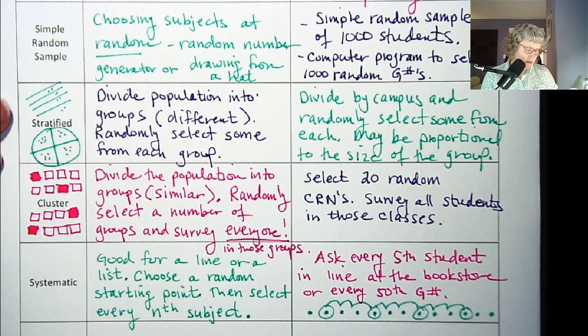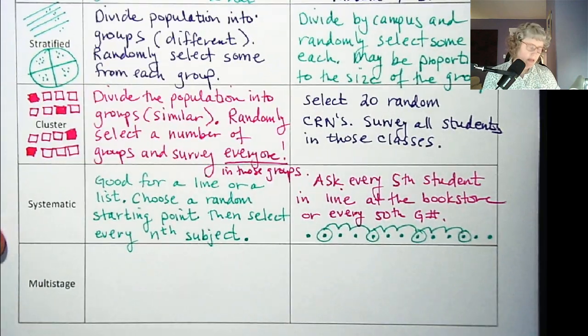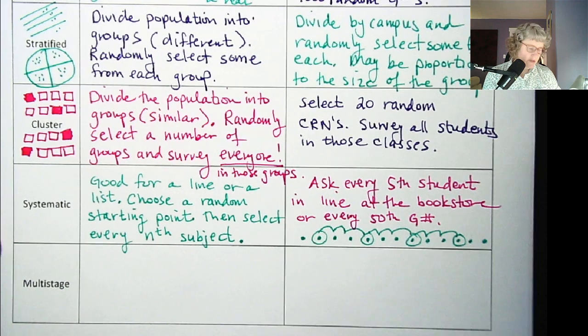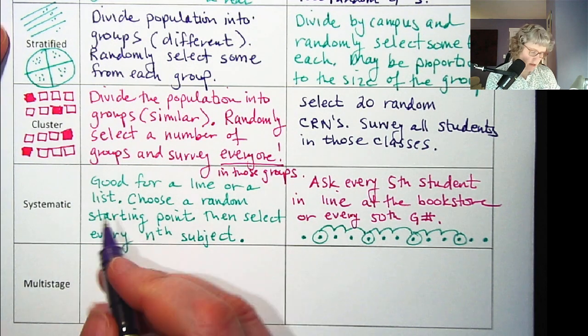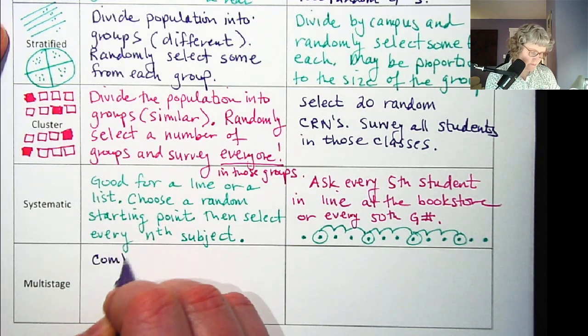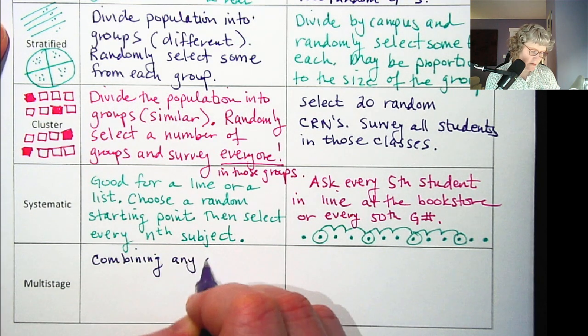So you'll get some practice in the homework with identifying. You'll be given a scenario and you can practice identifying the difference between simple random sample, stratified, cluster, and systematic. And then, of course, census, which is everyone. And the last one is multi-stage. So multi-stage means we're going to combine any of the above. So it's not a new method, it's a combo. Combining any of the above methods.